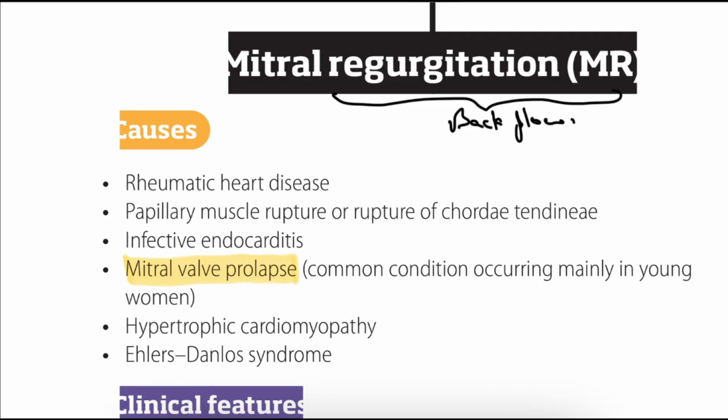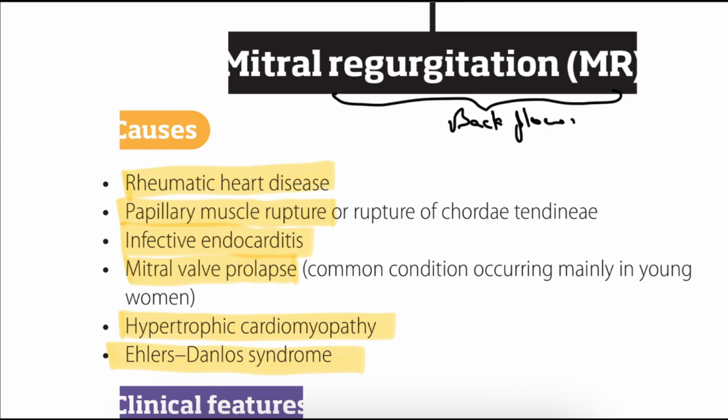which is a common condition occurring mainly in young women, and rheumatic heart disease. Rheumatic heart disease, the main pathological condition, causes mostly valve problems, so that's why we are discussing mitral regurgitation caused by rheumatic heart disease. You can also see papillary muscle rupture, rupture of chordae tendineae, or papillary muscle dysfunction, infective endocarditis, hypertrophic cardiomyopathy, and Ehlers-Danlos syndrome. These are the main causes of mitral regurgitation.